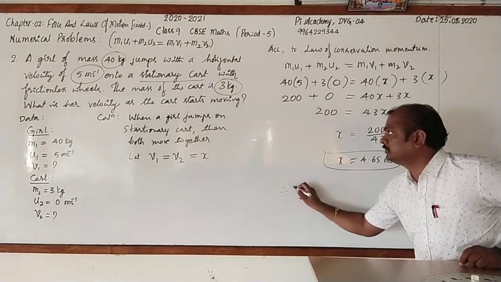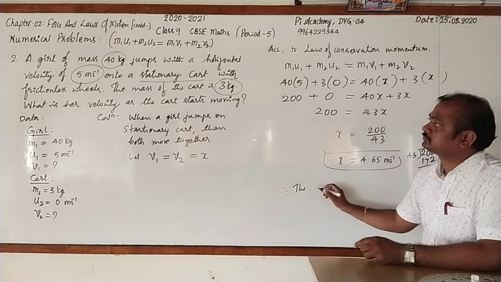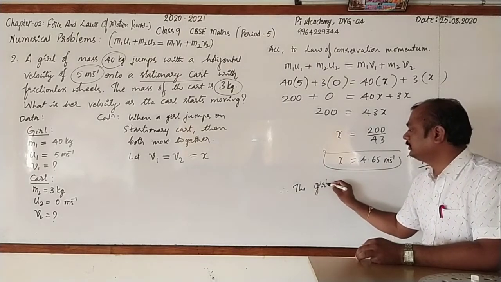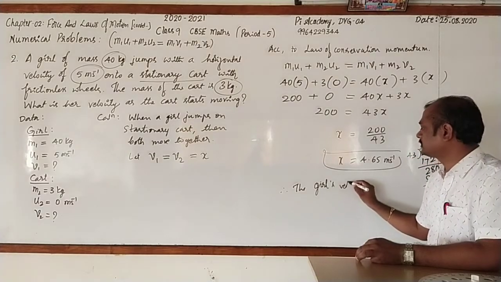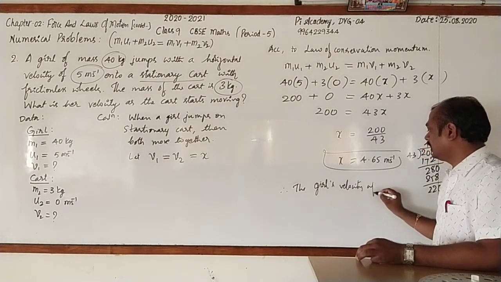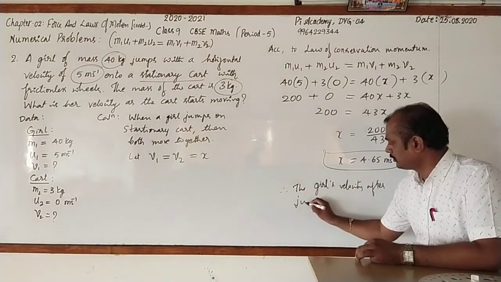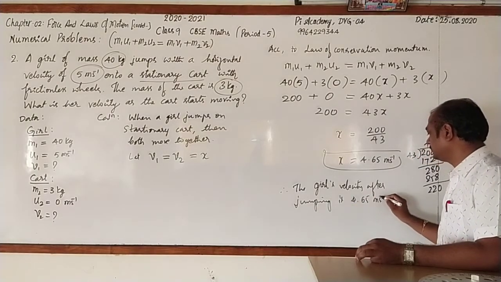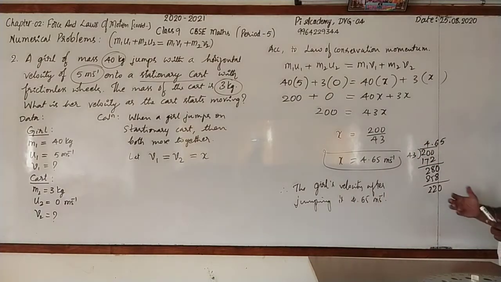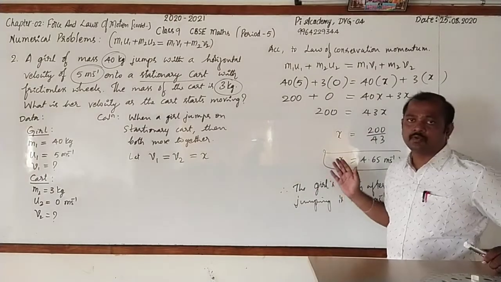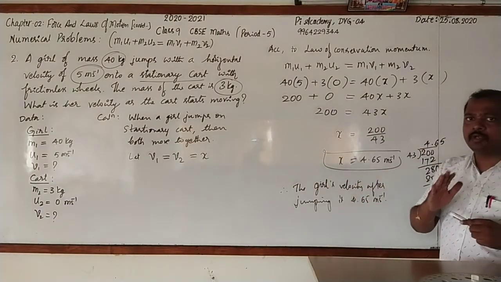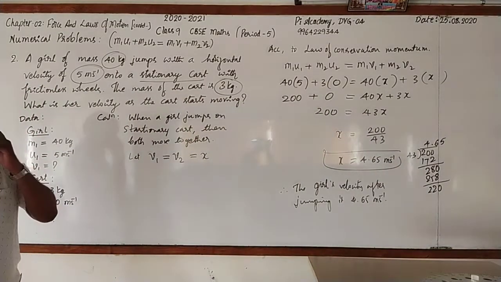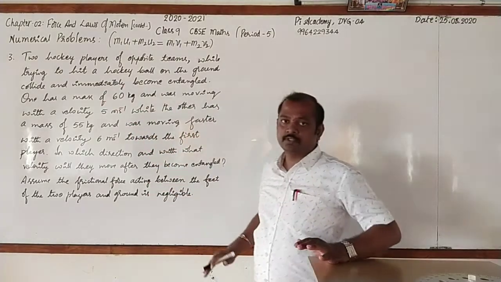Here we write the conclusion. Therefore, the girl's velocity after jumping is 4.65 meter per second. Here, hope that you might have written with me. If not, just go for copying. After this, we have one more important statement. It is related to hockey players. Copy this. Dear students, please go through this statement.